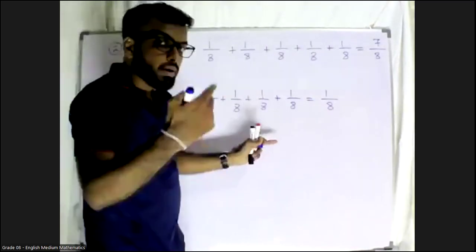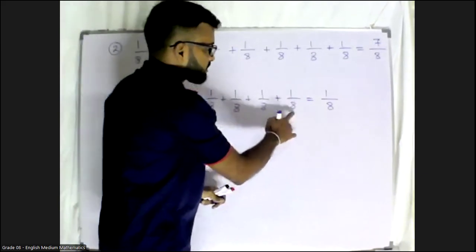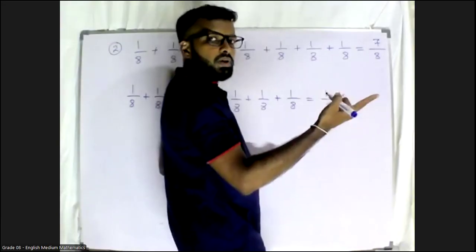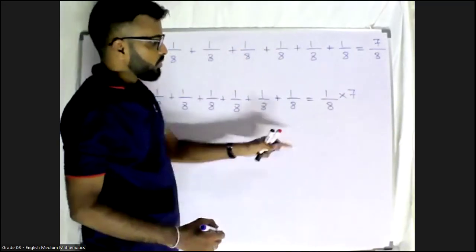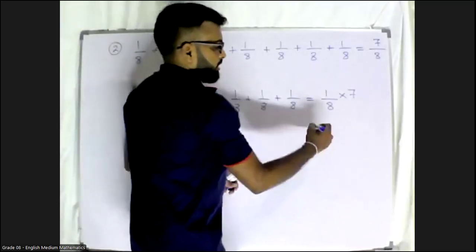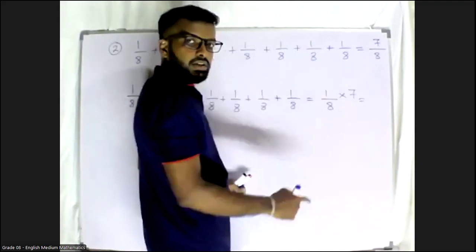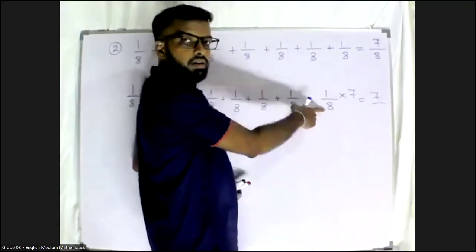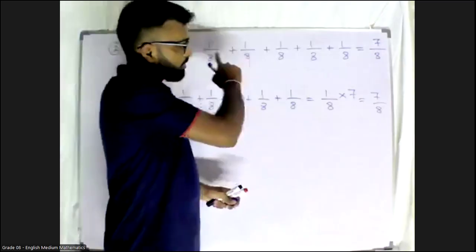Now how many times has it been repeated? 1, 2, 3, 4, 5, 6, 7. 7. Multiply by the whole number. The whole number is 7. So this can be written down like this. The answer is 1 times 7, 7. The denominator is 8. Very easy. Right? Please write this.